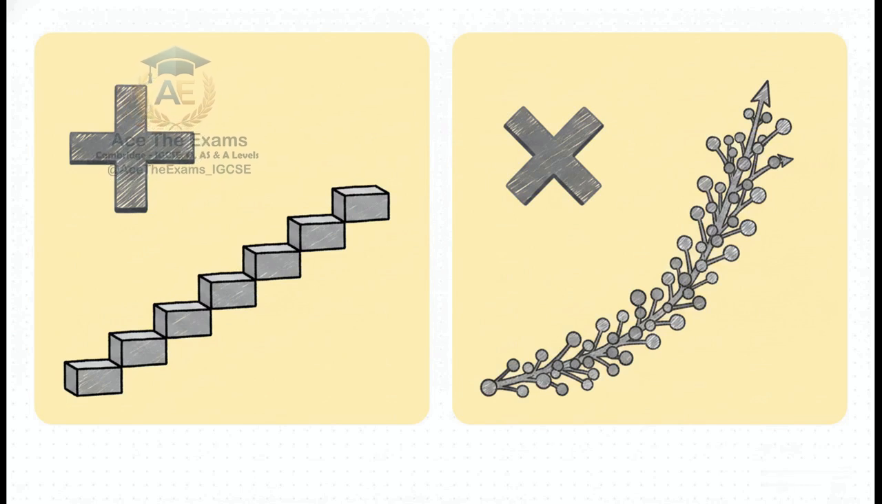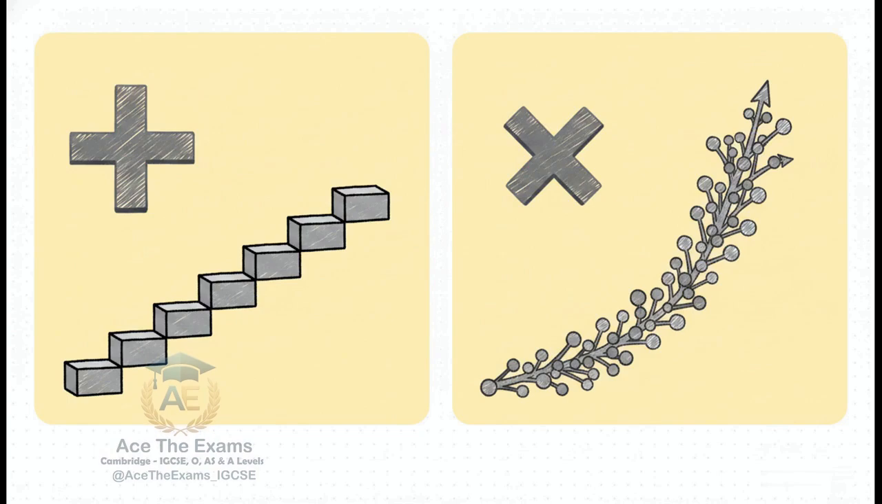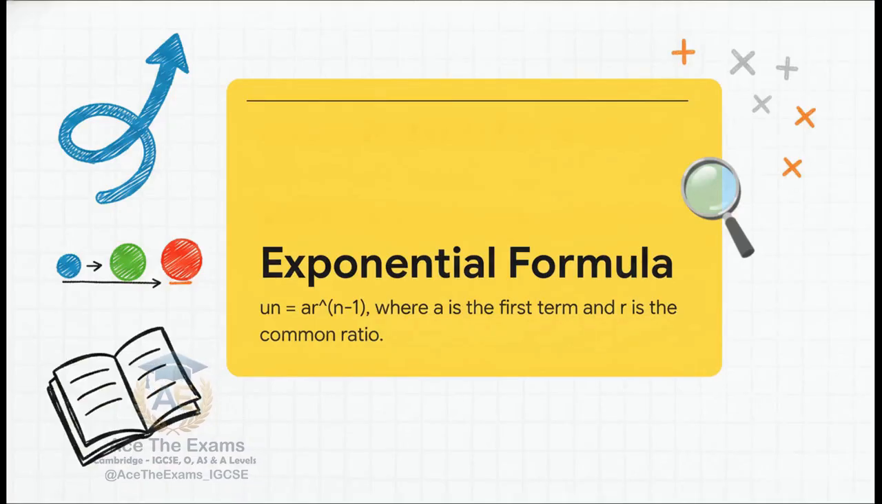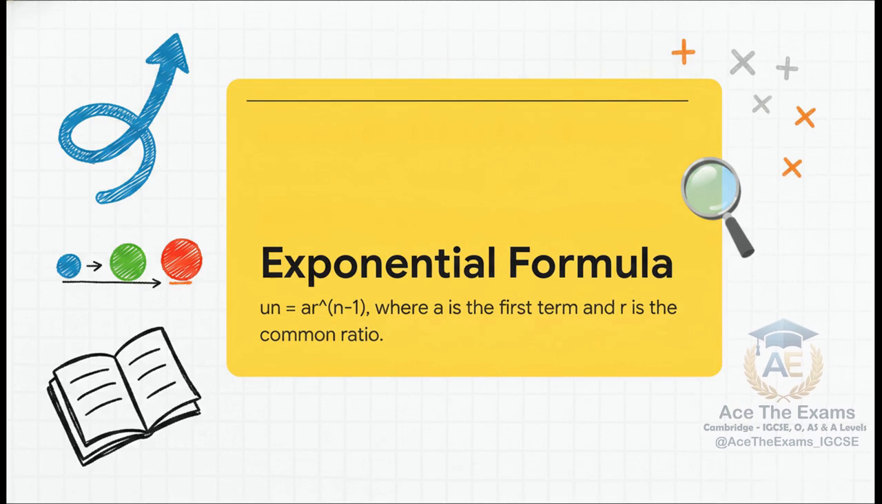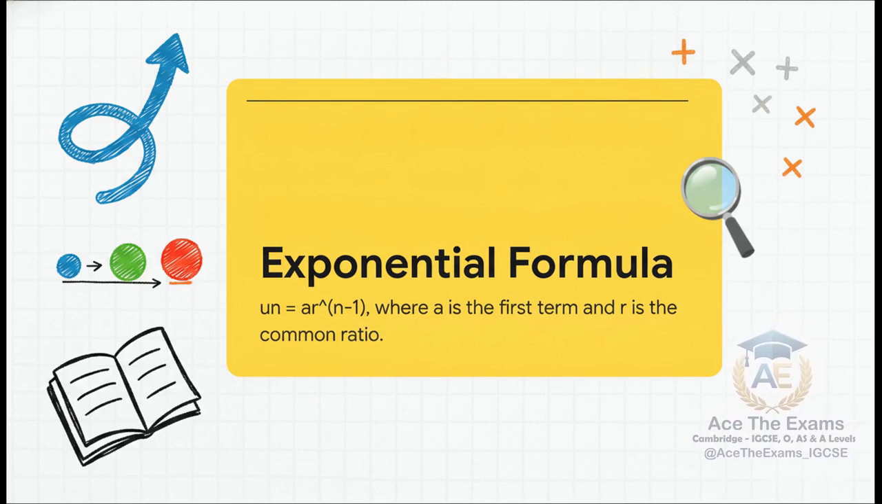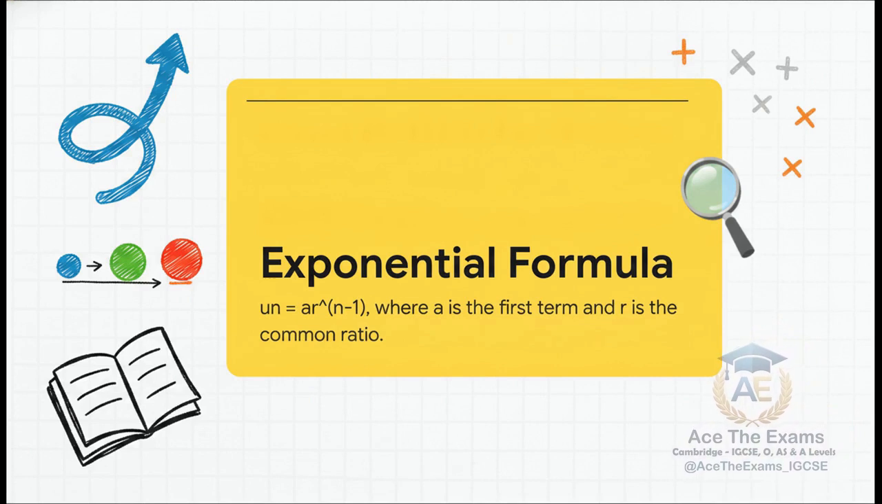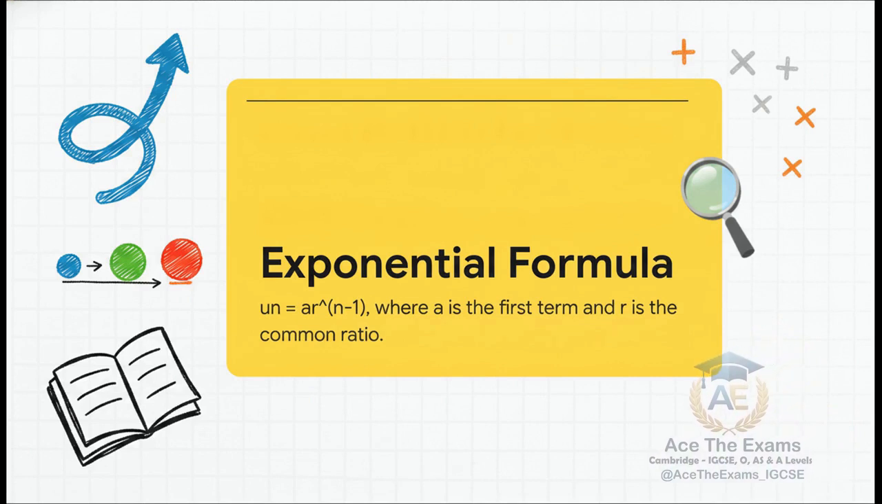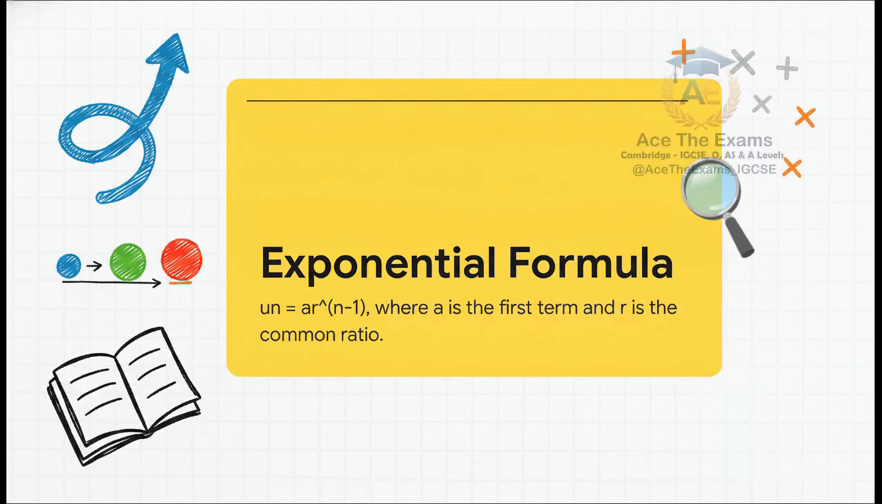This is the hallmark of exponential growth, and Cambridge examiners love testing you on it. The formula for this is beautifully elegant. It's un equals a times r to the power of n minus 1. Let's decode that together. The letter a is simply your starting number, your first term. The letter r is that common ratio you are multiplying by. So if you have a sequence like 3, 6, 12, 24, you can instantly see we are doubling the number every single time. Your first term a is 3, your ratio r is 2, so your master formula is 3 multiplied by 2 to the power of n minus 1. And why n minus 1? Because on the very first term, you haven't actually multiplied by the ratio yet.